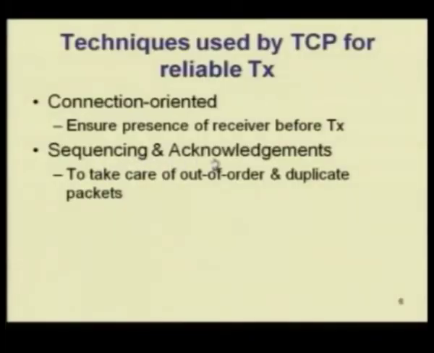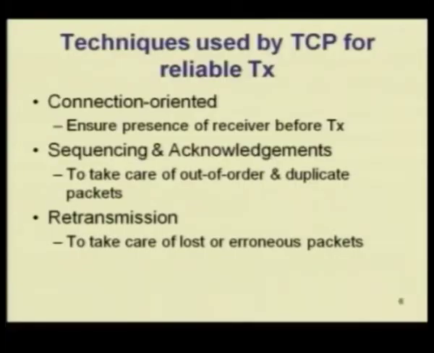Second is that we use sequencing and acknowledgements. Now we know that with the IP layer protocol you could lose packets or packets could be delivered out of order. So to take care of out of order and duplicate packets, we use sequencing and acknowledgements. That is, we number the packets so that we know which are the packets being sent, and we also have acknowledgements which are sent back from the receiver to the sender, so that you can know that data has been transferred reliably, that it has actually reached the other destination.